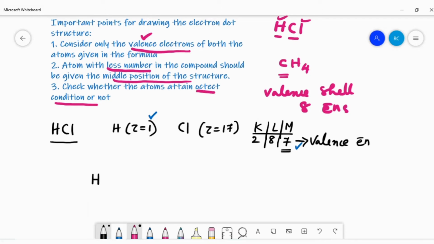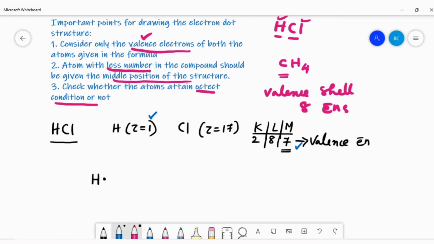Here both hydrogen and chlorine have only one atom each. So there is no matter of giving a central position, because we have only one atom of each. So you need to consider only one hydrogen and one chlorine atom. First of all, you need to draw the hydrogen atom, and then mark its electron by putting a dot on one side of the hydrogen atom.